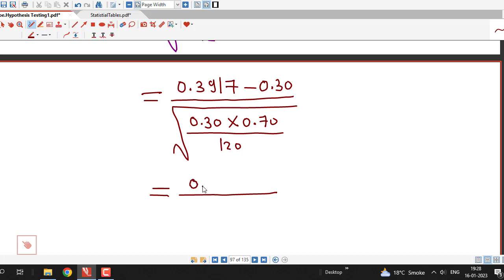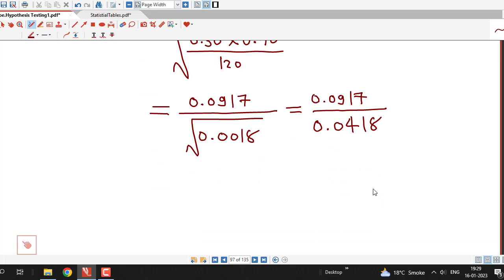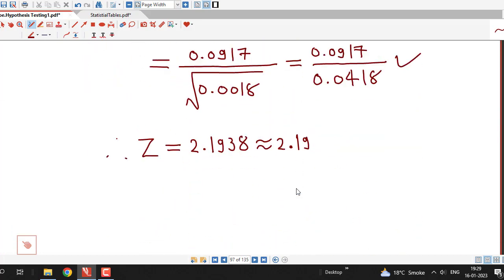So the difference in the numerator is 0.0917, and if I consider product of these two quantities and divide by 120, I obtain 0.0018 up to 4 decimal places. Now I write this as it is, and square root of 0.0018 turns out to be 0.0418, and finally we obtain the value of test statistic by taking division of these two numbers as 2.1938, or we can round off up to 2 decimal places, it is 2.19. This is the value of test statistic, 2.19.